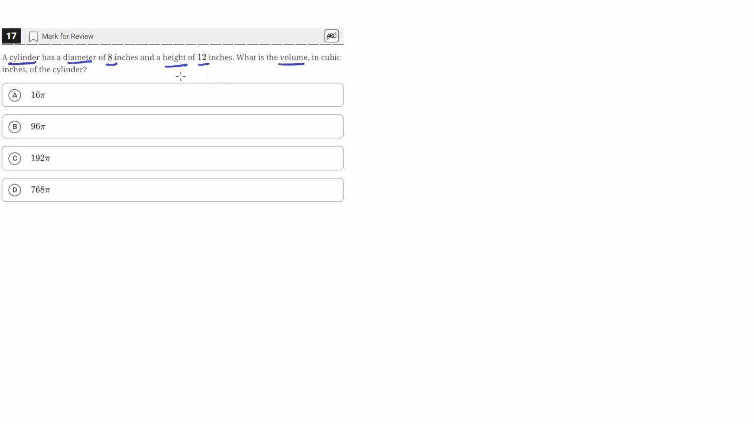A cylinder has a diameter of 8 inches and a height of 12 inches. What is the volume in cubic inches of the cylinder? So we have a cylinder which looks something like this. The radius up here of the cylinder is 4 inches, not 8 inches. The diameter of this circle up here is 8 inches, so the radius is half that, which is 4 inches. The height of this cylinder is 12 inches.